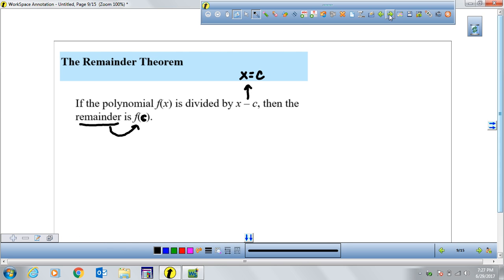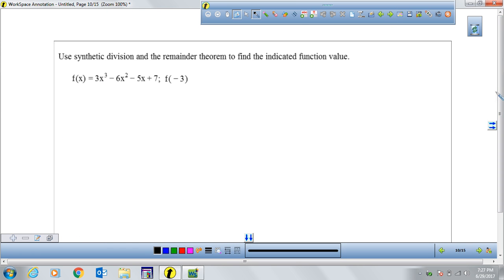What we are going to do next is an application of synthetic division. We want to use synthetic division and the remainder theorem to find the function value f of negative 3. This is what we are looking for in this question. The first thing we have to do is make sure that the polynomial is written in descending order. If we look at all the powers, x cubed, x squared, x and the constant, everything is already in descending order, and all the powers of x are in the polynomial.